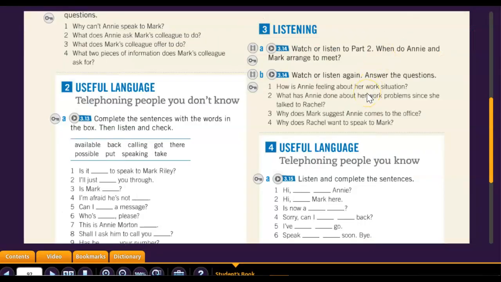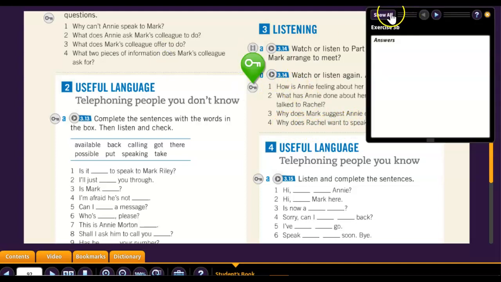Okay, so we have some comprehension questions based on listening, and we will read them quickly. Number one, how is Annie feeling about her work situation? So she's happy with her work or she's not happy. Number two, what has Annie done about her work problem since she talked to Rachel? Number three, why does Mark suggest Annie comes to the office? Number four, why does Rachel want to speak to Mark? You need to pause your video and come back when you finish with your answers in order to compare.